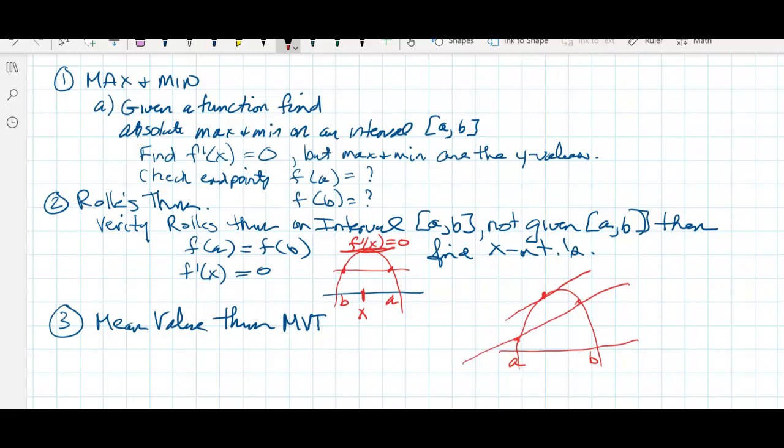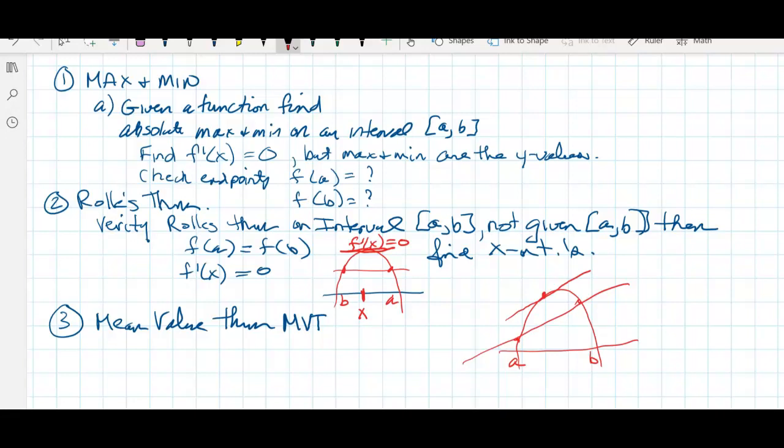Yes, because the whole idea of this one is since there's an f of a that equals f of b, that had to loop back around at some point. In order for it to do that, there had to be a max or a min in there.